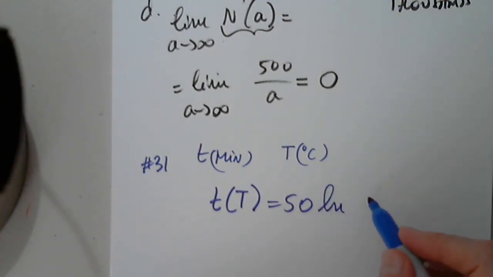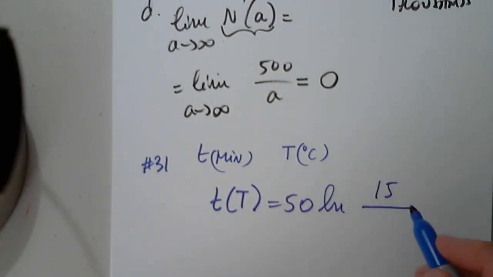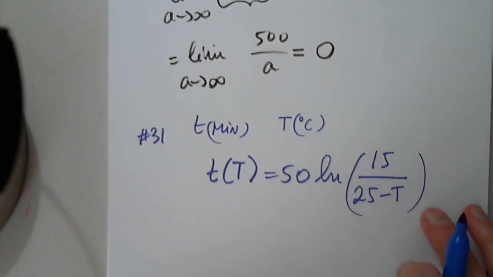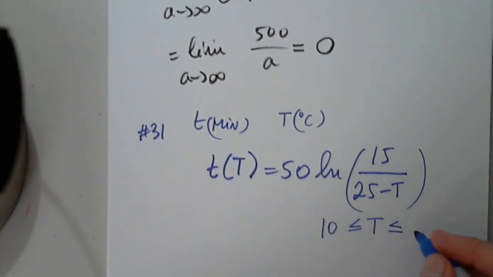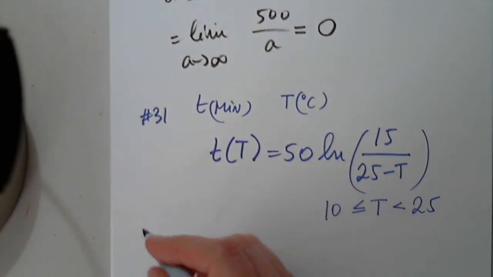50 natural log of 15 divided by 25 minus T, where they say T is somewhere between 10 degrees Celsius and 25, but not 25. It cannot be 25. I just rushed to write the equal symbol, but it cannot be. Can anyone tell us why it cannot be 25? It would be 0 in the denominator, and that's not allowed. Yes, excellent, good.